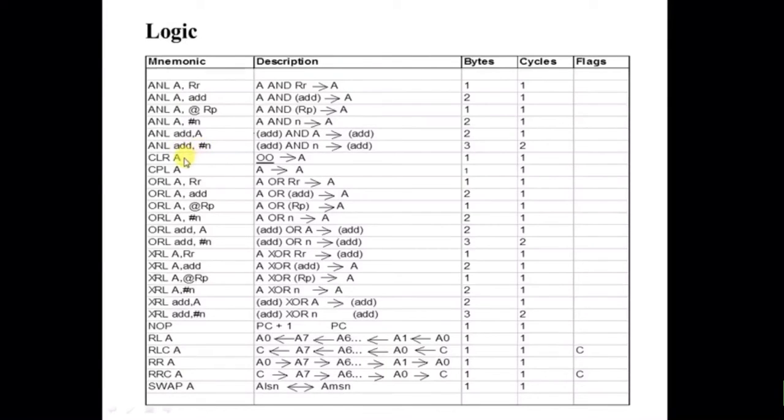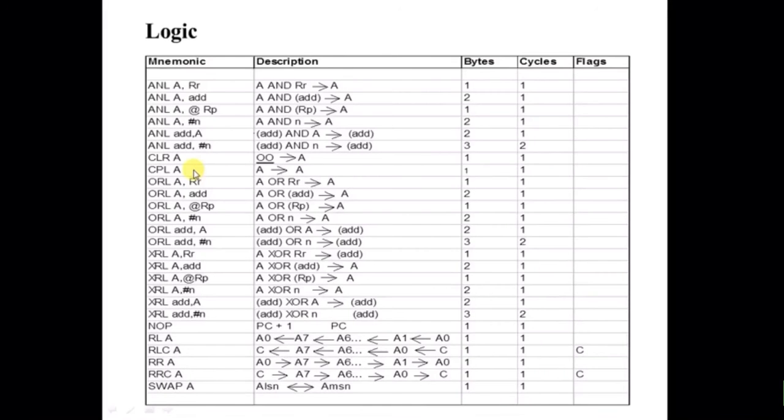And CLR A is going to clear the accumulator value, so whatever value is present in the accumulator becomes 0. And CPL A, you can use as a NOT gate, so it makes 0 as 1 and 1 as 0. This is CPL.